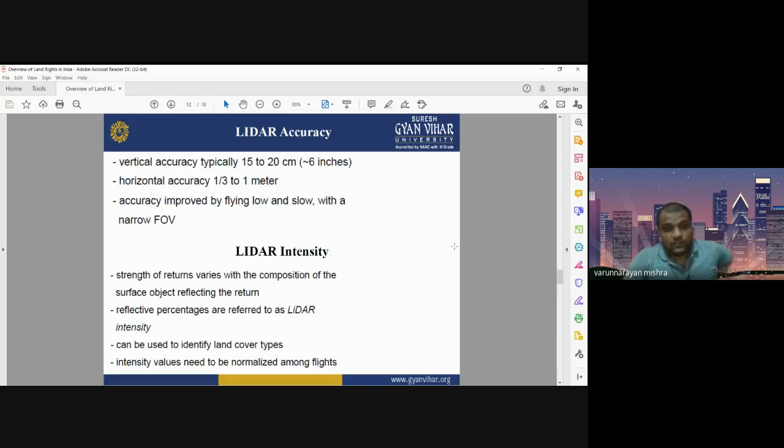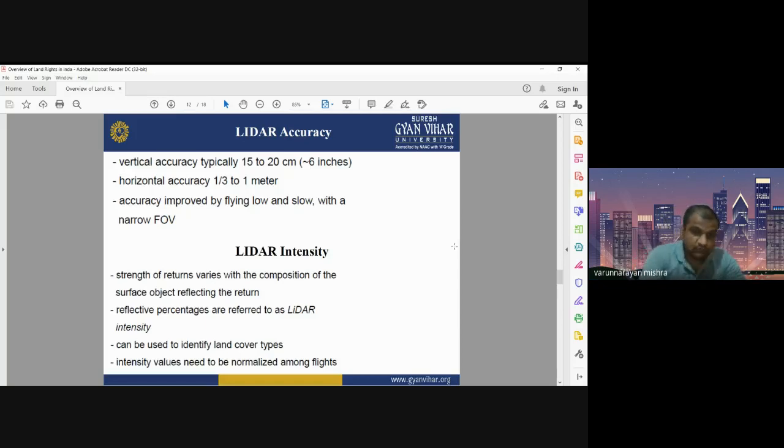So lidar accuracy depends on the flying height, the speed of the aircraft, and the narrow FOV. Narrow FOV is an important component. If we are using a very narrow FOV, it will provide more detailed information about the object with good vertical accuracy.